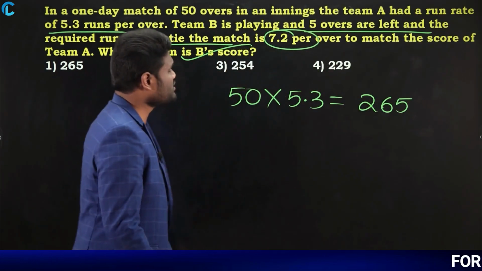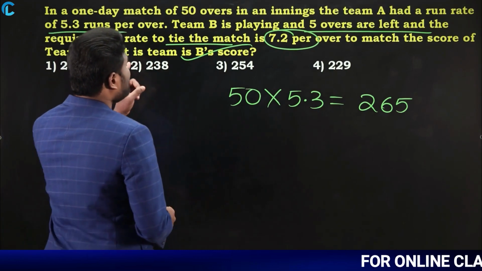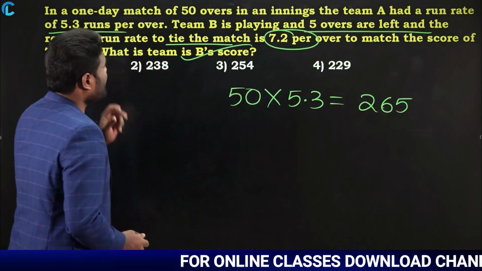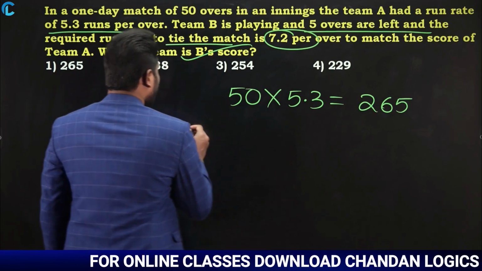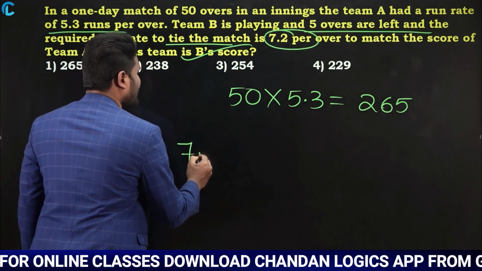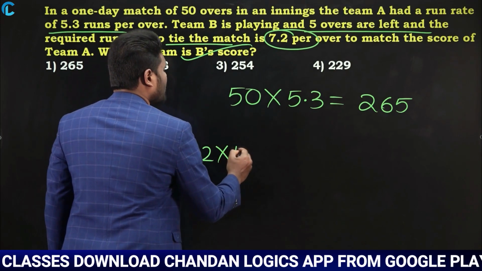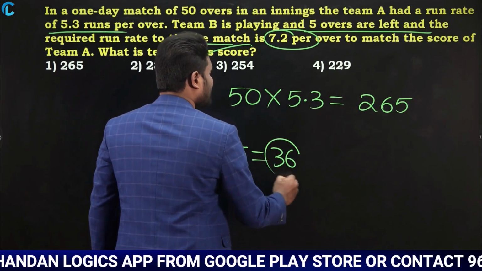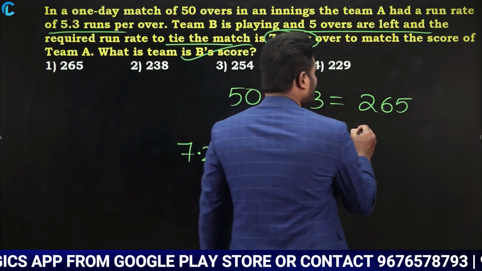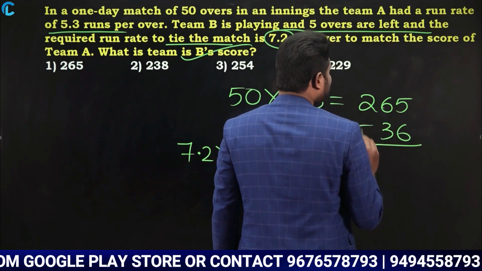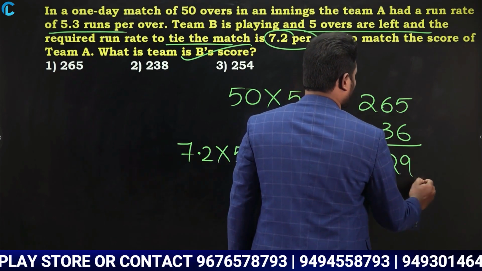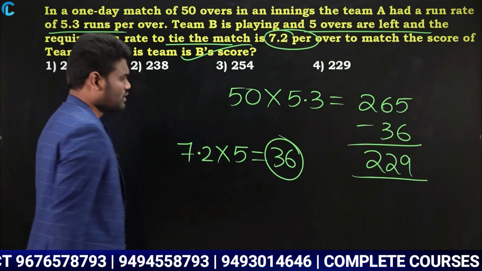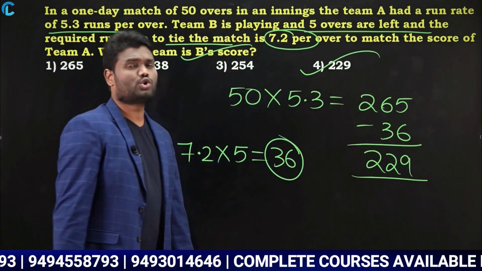Yes or no? Out of these 265 runs, it is said that Team B is playing and 5 overs are left, and the required run rate is 7.2, which means in these 5 overs they need to maintain a run rate of 7.2. So they need to complete how many runs? 7.2 into 5, that is nothing but 36. They need 36 more runs. Out of 265, if they need 36 more runs, now they are having a score of 229. Now even your question is saying what is Team B score? So Team B's score is nothing but 229 runs.